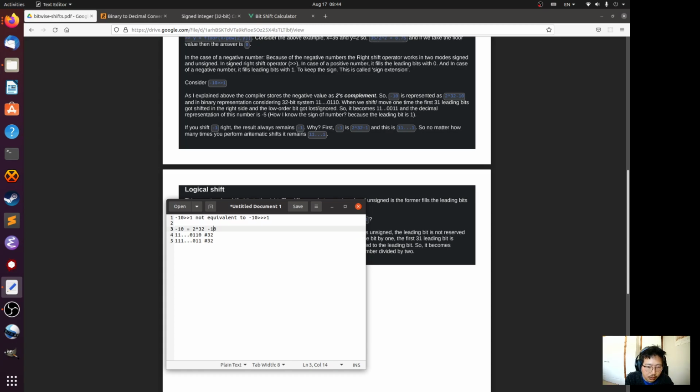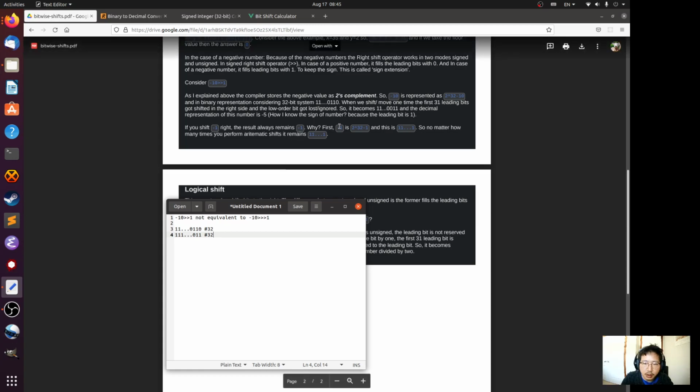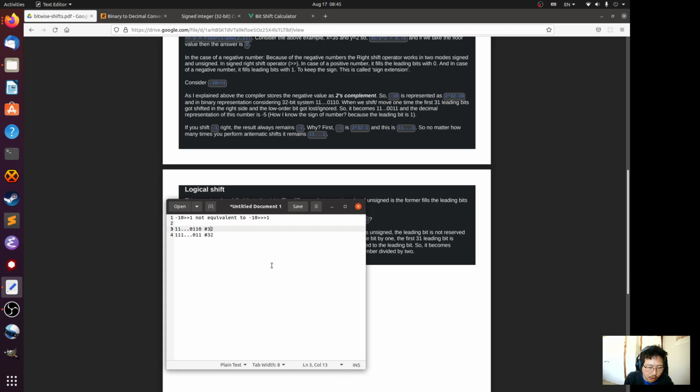Yeah, so this is shifted by 1 to the right, so this bit is copied, this bit is lost. Okay, so here this is an error, that's an error because this should be like this.